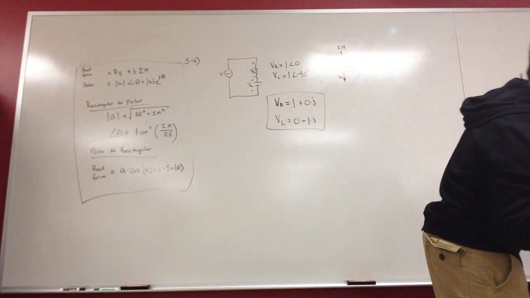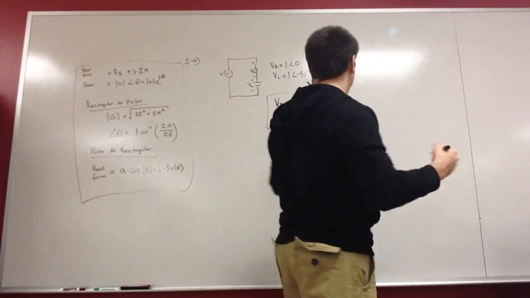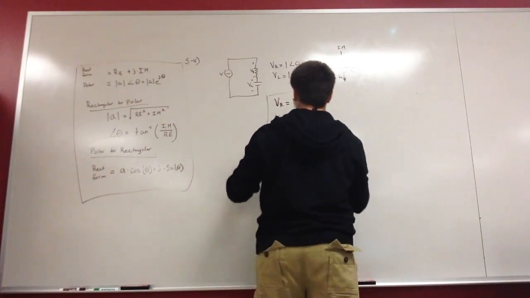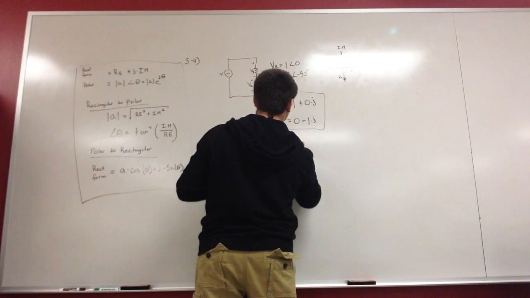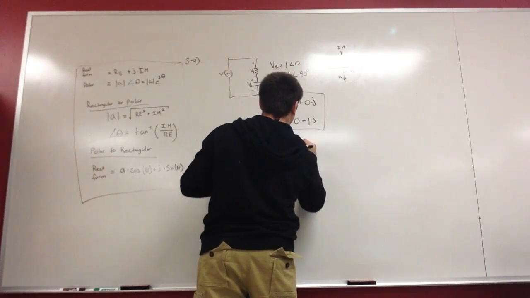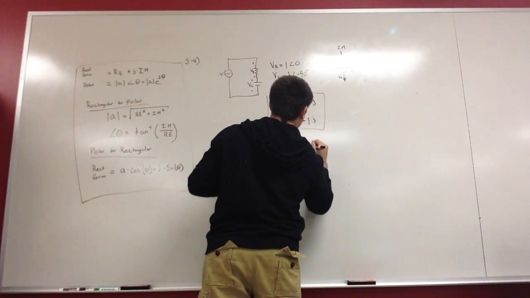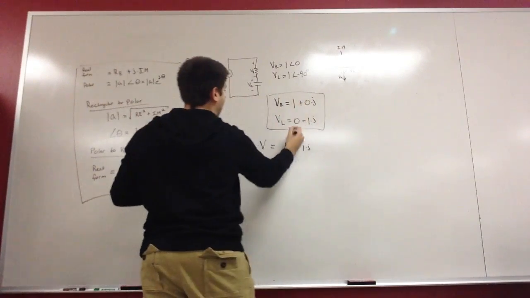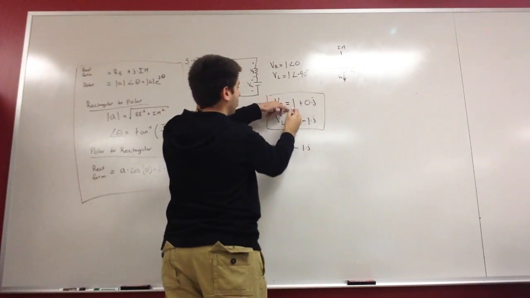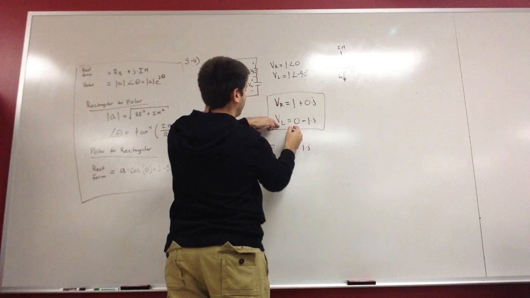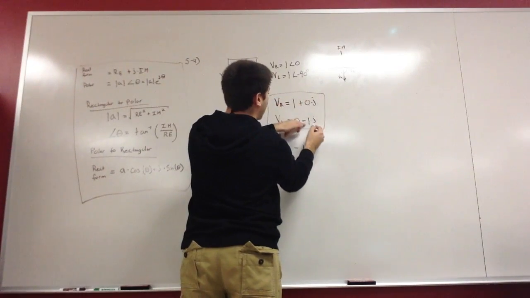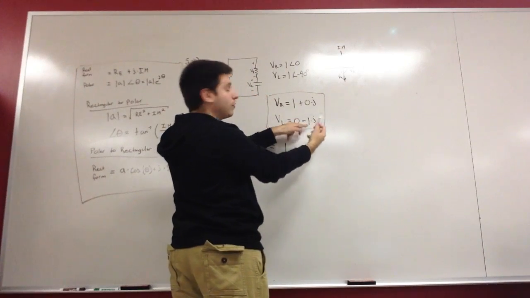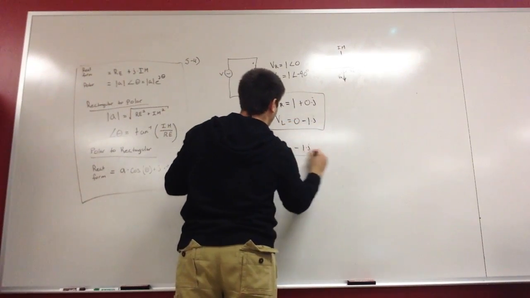The second part also asks to put V into rectangular and polar form. So we'll do it the same way as we did before. V is equal to 1 minus 1 times j, just by adding up our real component of V sub R plus our real component of V sub L, and the imaginary component of V sub R and the imaginary component of V sub L. And this will give us our rectangular form.